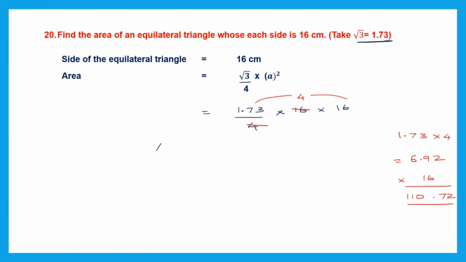So here we have found the area to be 110.72 centimeter square. So this is our answer. Area is equal to 110.72 centimeter square.